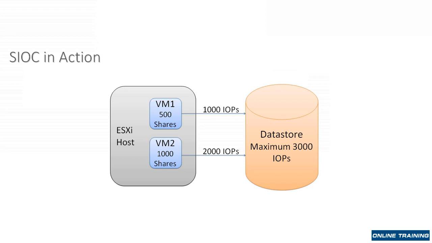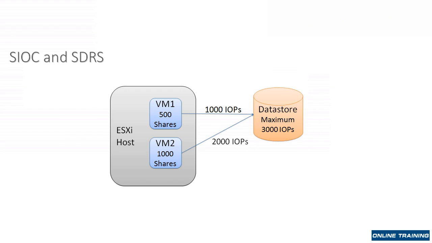And hopefully the real goal here is to avoid this latency altogether and avoid this contention altogether by properly load balancing our data stores and by purchasing storage devices that can handle the required workload. So we could load balance our data stores using storage DRS that we learned about in the last video. And storage I/O control and storage DRS are definitely complementary solutions.